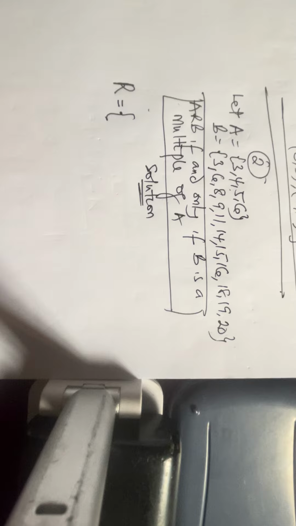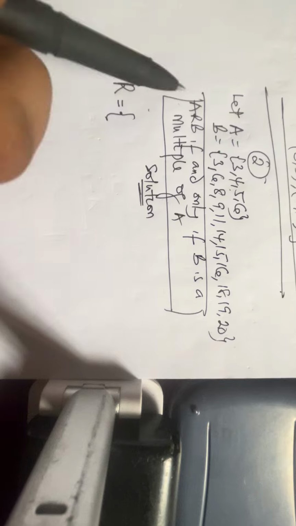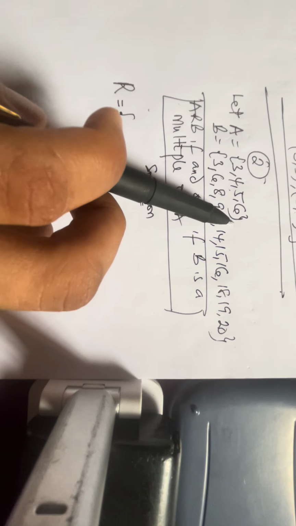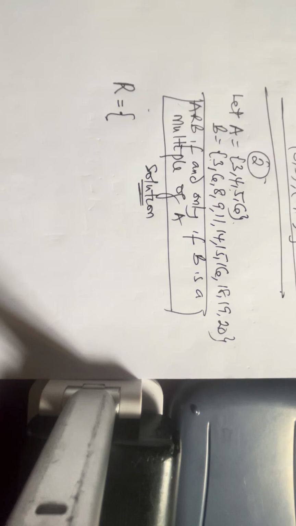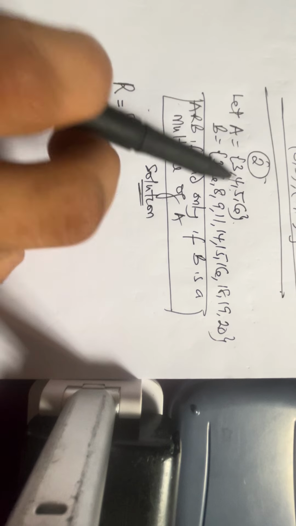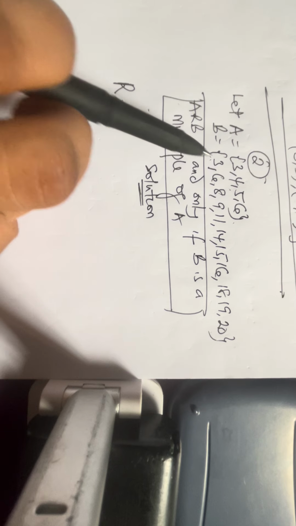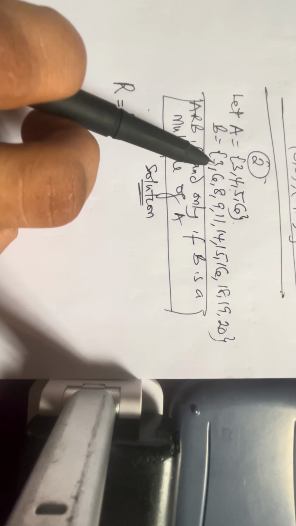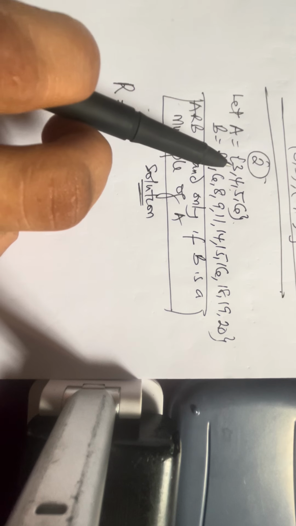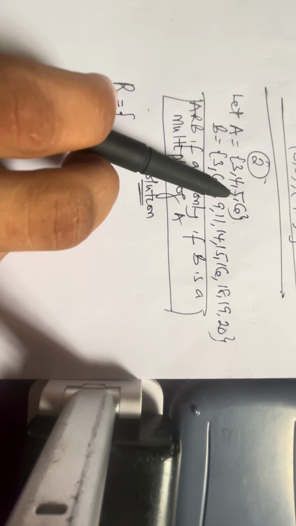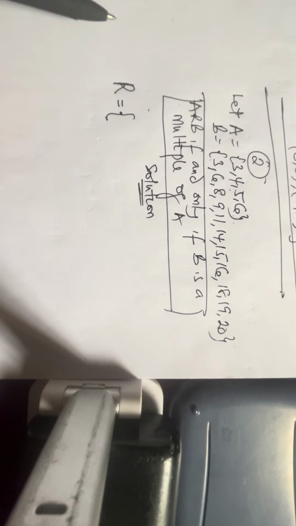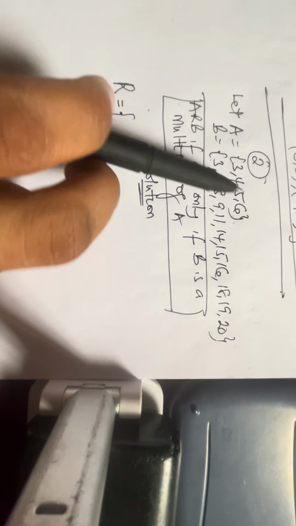So basically we are having 3, 4, 5, and 6. B should be a multiple of A. So now, first of all, let us look at the different values that are in set A. We have 3, 4, 5, and 6.